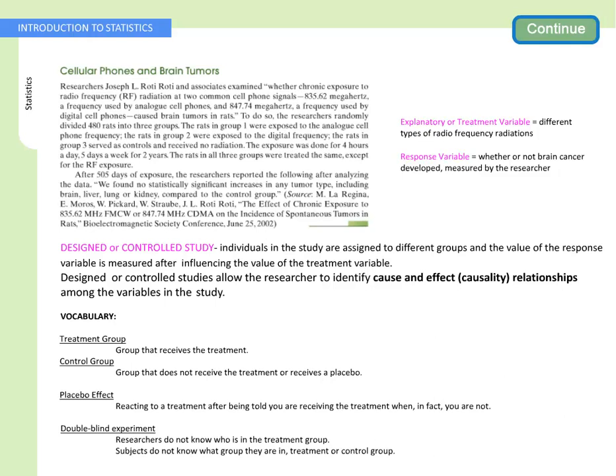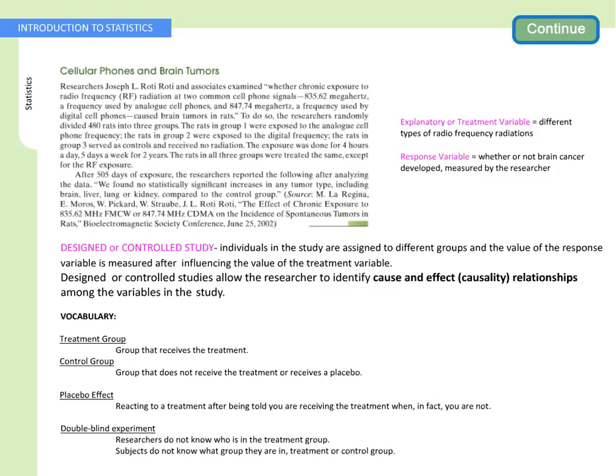In a designed or controlled study, individuals in the study are assigned to different groups, and the value of the response variable is measured after influencing the value of the treatment variable. This study is a designed or controlled study because the explanatory or treatment value was influenced by the researcher. Designed or controlled studies allow the researcher to identify cause and effect relationships among the variables in the study. Designed or controlled studies allow the researcher to identify causality, not only association.